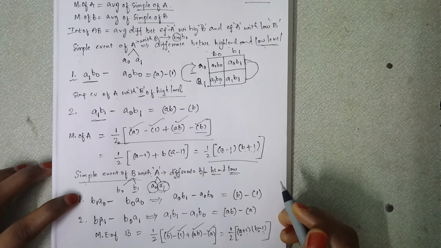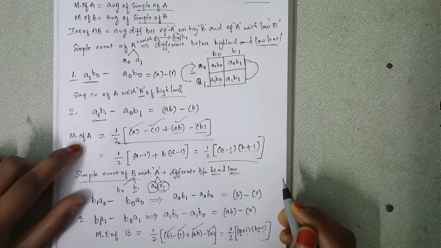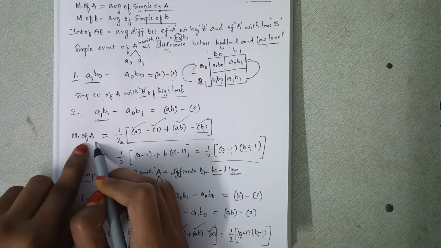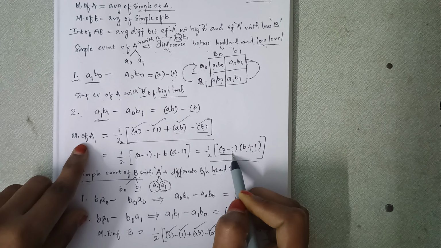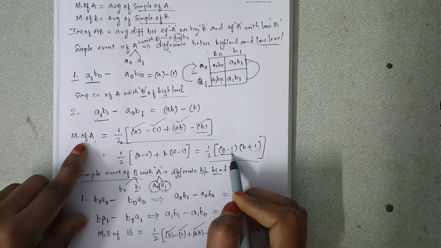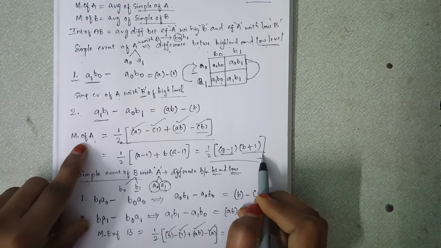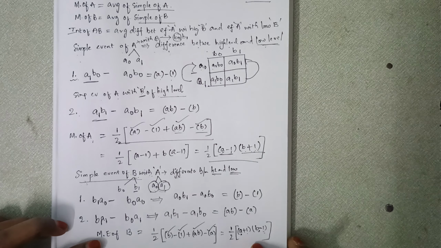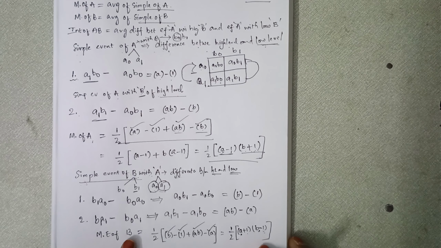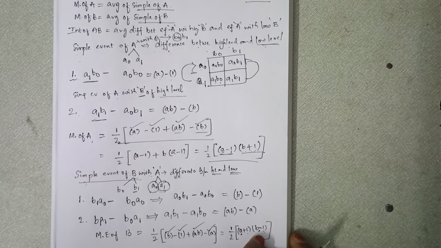And if you carefully observe, we are finding the main effect of A. So we got A minus 1, right? And all the terms will be plus 1 only. And if you see the main effect of B, we are finding the main effect of B. So we got B minus 1. All the remaining terms will be plus 1. In this way, you can remember the main effects or simple events.